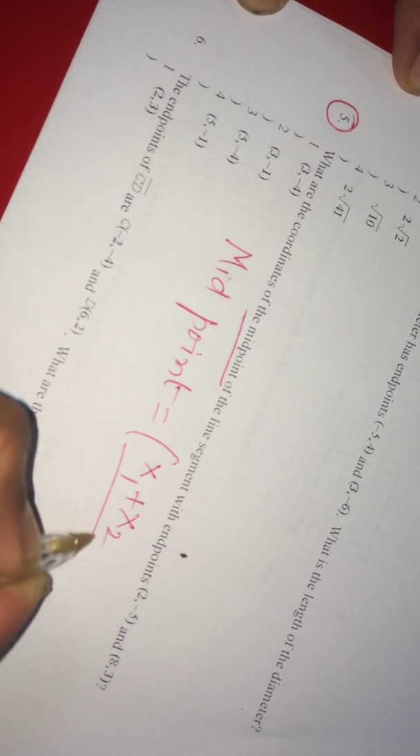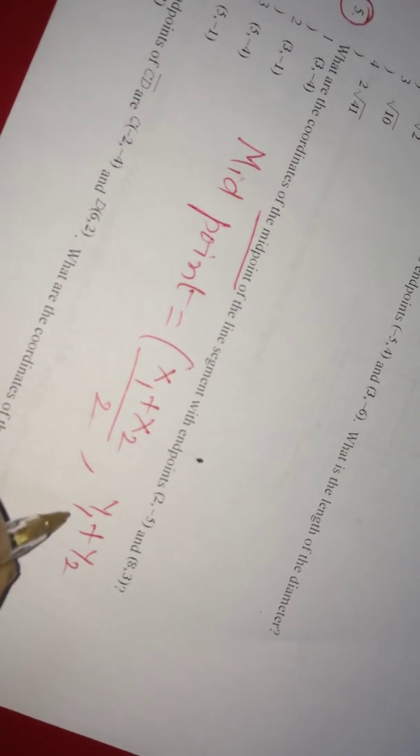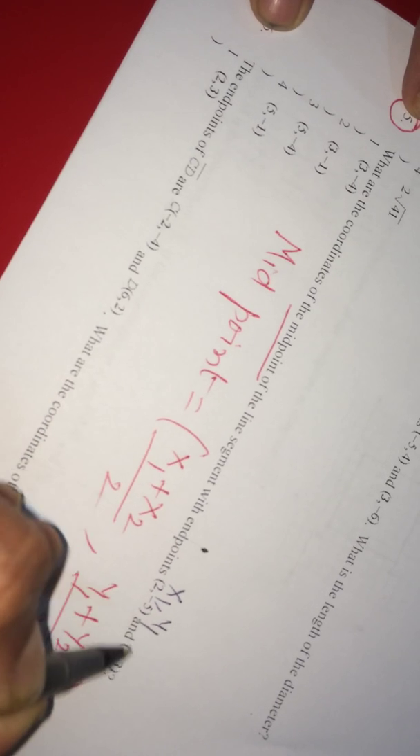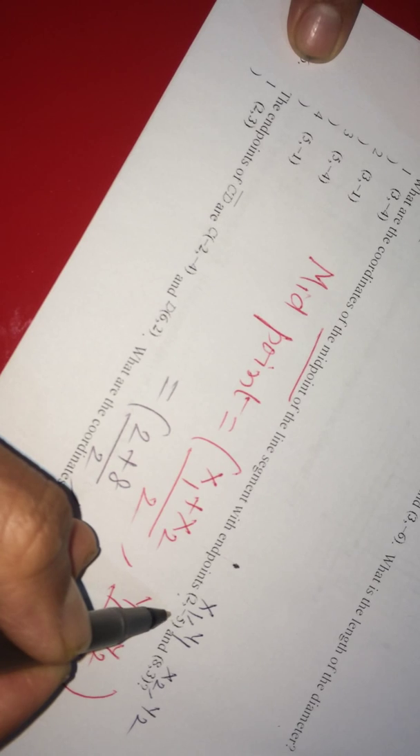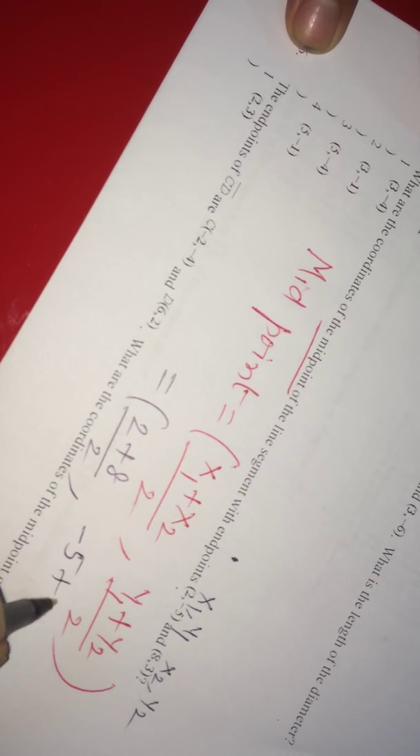Next, here the fifth question, he's asking what are the coordinates of the midpoint of the line segment with the endpoints (2, -5) and (8, 3). Here we use the midpoint formula. They don't give it in the exam, so it is your duty to remember it, otherwise nobody helps you. It is (x1 plus x2 over 2, y1 plus y2 over 2). After writing the formula and labeling the given points, it's easy to substitute: x1 is 2 plus x2 which is 8 over 2, and y1 is -5 and y2 is 3 over 2.